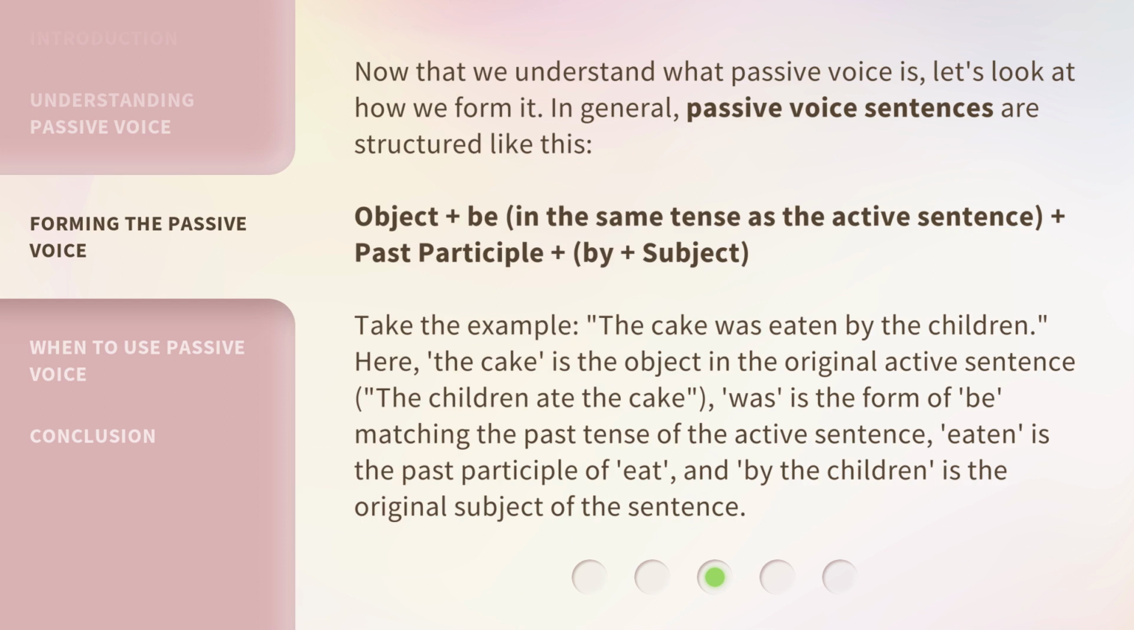Take the example, "The cake was eaten by the children." Here, the cake is the object in the original active sentence, "The children ate the cake." "Was" is the form of be, matching the past tense of the active sentence. "Eaten" is the past participle of eat, and "by the children" is the original subject of the sentence.